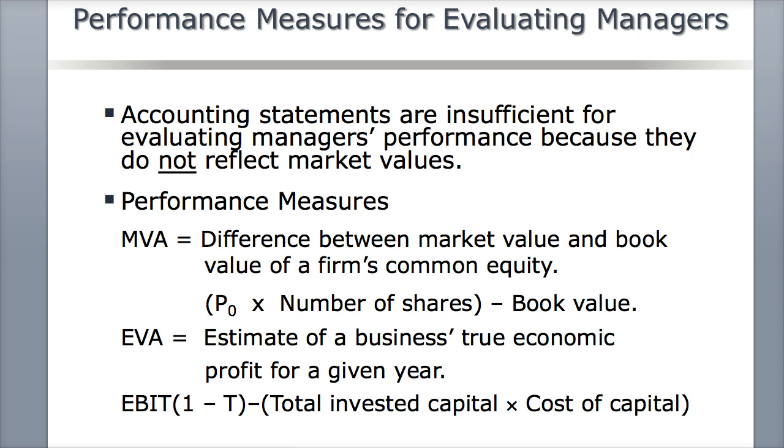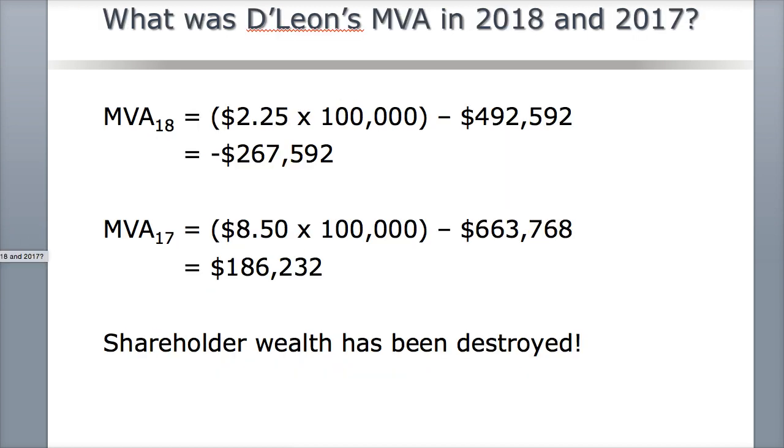Whereas the MVA applies to the entire firm, EVA can be determined for divisions as well as companies as a whole. So we could use it at many different levels to look at how a company is doing. Okay, so here we can look at two examples for MVA. We could look at the stock price times the amount of outstanding shares minus the, what did I say?